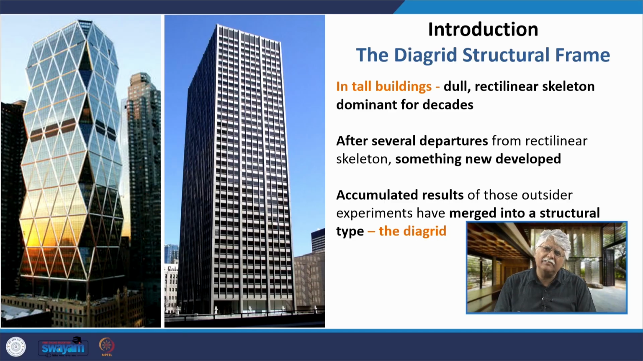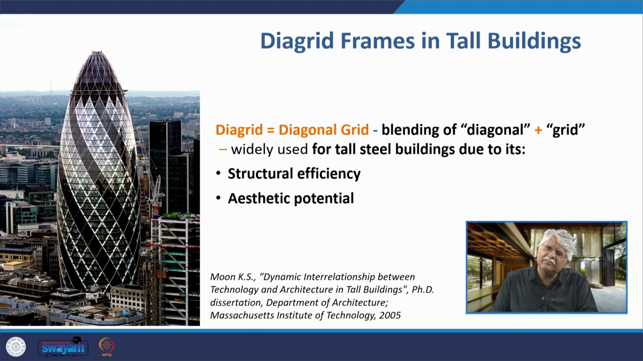In tall buildings, this dull rectilinear skeleton has dominated for decades, but after several departures from the rectilinear skeleton, we have something completely new, and that is called the Diagrid frame. It's an accumulated result of several experiments, and this merged into the structural type called the Diagrid. What is the Diagrid? Diagrid is a combination of two words, diagonal plus grid, diagonal grid, which is widely used now in tall steel buildings for its structural efficiency and for its aesthetic potential.